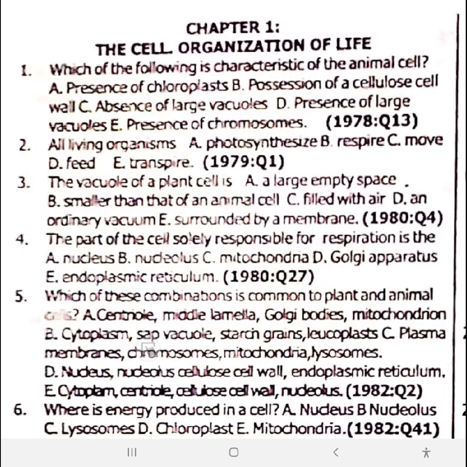Centrioles. So one major difference is that the plant cell has chloroplast, but animal cell has centriole. Do you understand? Good. While plant cell has cell wall and cell membrane, animal cell doesn't have cell wall, they only have cell membrane. If you follow through. So number 5 is option C. Watch it. Plasma membrane is common, chromosome is common, mitochondria is common, lysosome is common. Number 5 is option C.